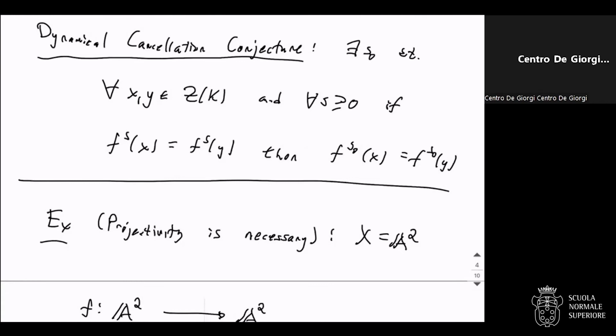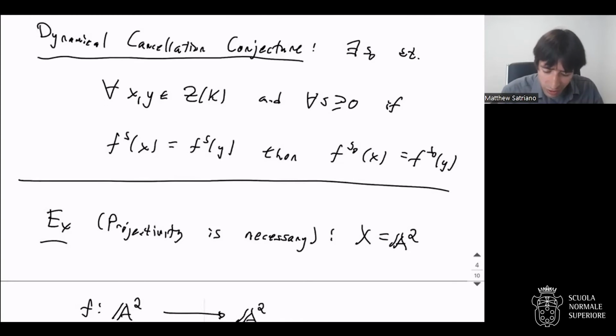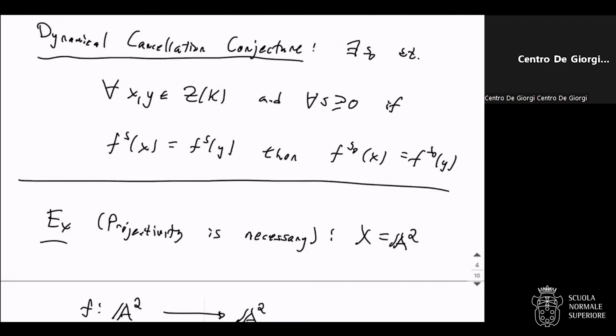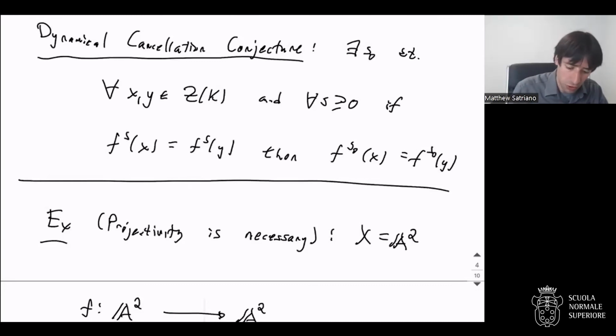Do you really need s to be greater than or equal to 0, or s sufficiently large? Oh, I guess it's kind of a silly statement if s is less than or equal to s naught, right? I mean, if f of x equals f of y, you just keep hitting it with powers of f until f^s naught of x equals f^s naught of y. This statement is equivalent to saying if s is sufficiently large, then this is true. Okay, thank you. Yeah, but you're right. The content is if s is sufficiently large, then this is true.